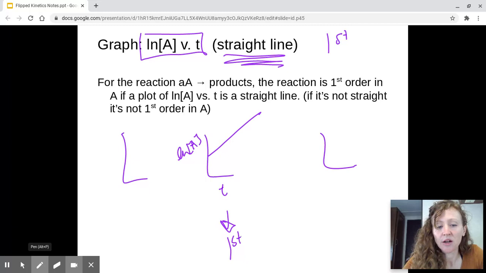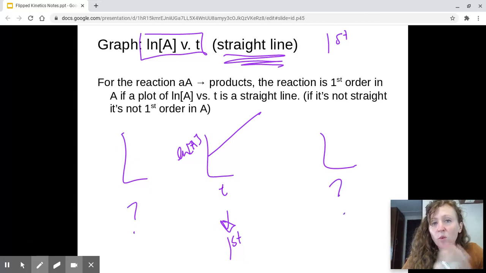Now, what will our other two graphs be? Well, one is going to represent the y and the x for a zero order reaction. One is going to represent the y and the x for a second order reaction. So when we talk through zero order and second order reactions, I'll tell you what those graphs are.